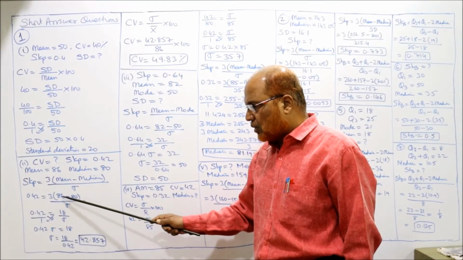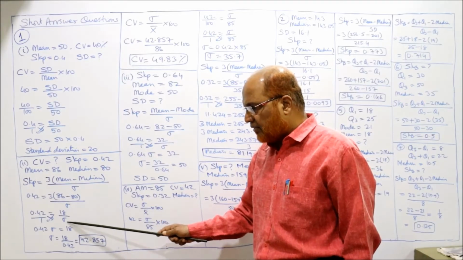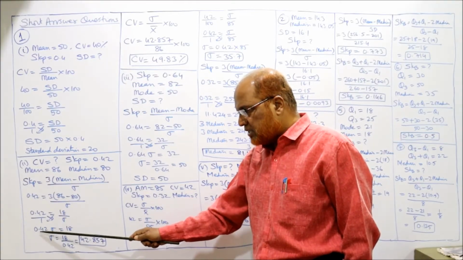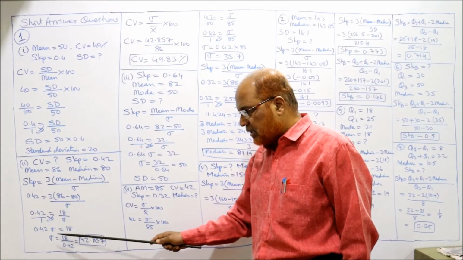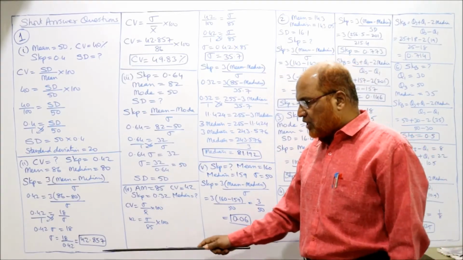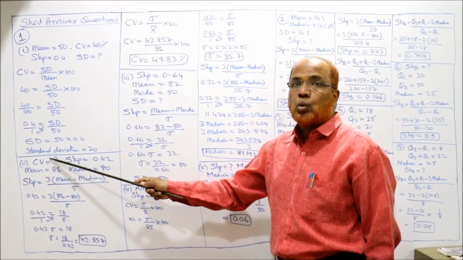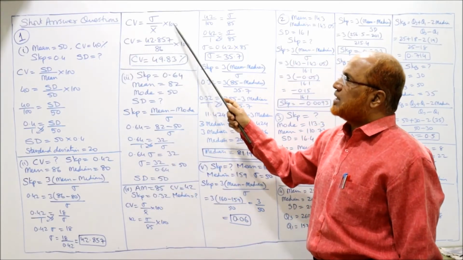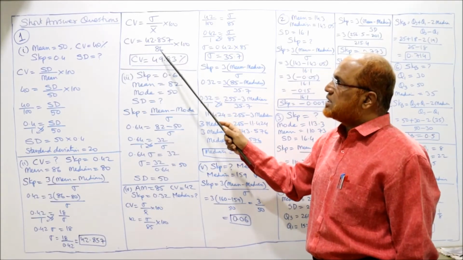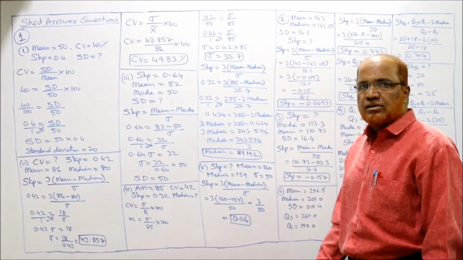So 0.42 is equal to 86 minus 80, which is 6. 6 into 3 is 18. So 18 by standard deviation. Cross multiply: 0.42 into standard deviation, 0.42 sigma is equal to 18. Sigma is equal to 18 divided by 0.42, which is 42.857. So 42.857 is the sigma we got, but ultimately what we have to calculate? CV, coefficient of variation. So CV is equal to sigma by x bar into 100. Sigma we already know, 42.857. Mean is given in the problem, 86, into 100. So 49.83 is the CV.